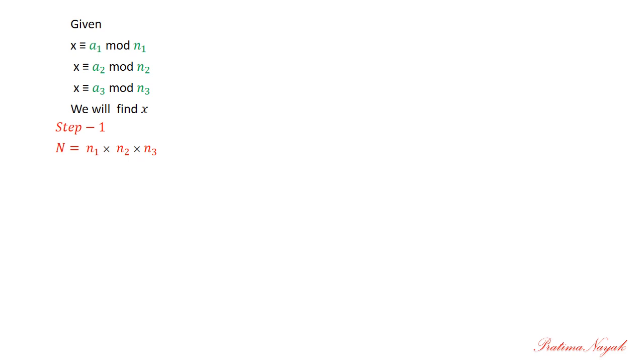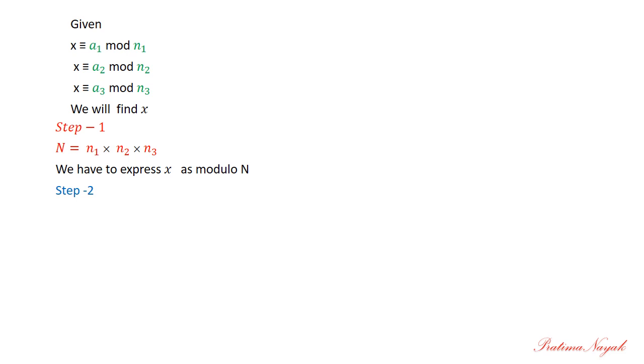Now let us go through the steps to find the solution using the Chinese remainder theorem. Given x is congruent to a1 modulo n1, x is congruent to a2 modulo n2, x is congruent to a3 modulo n3, and so on up to r, we will find the value of x. Step 1 is to find n, which is the product of all the individual n: n1 times n2 times n3. That means we have to express x modulo n.